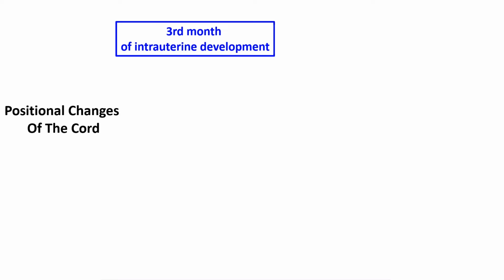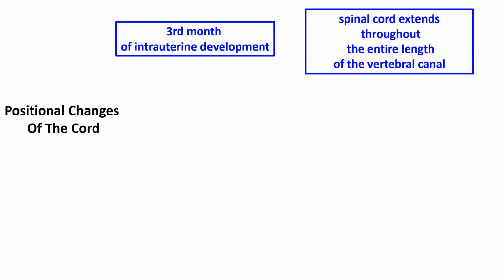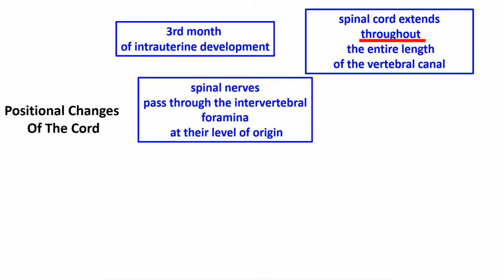In the very early development of the embryo, up to the 3rd month, the spinal cord expands throughout the entire length of the vertebral canal. So each spinal nerve comes out through the corresponding intervertebral foramen, and the spinal nerves pass through the same level of the segment and the intervertebral foramen.